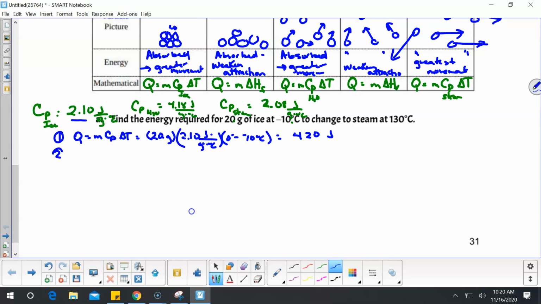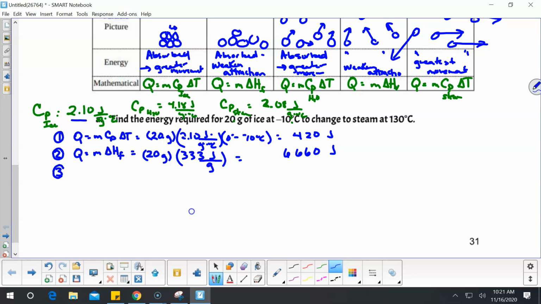For segment 2, now I have the ice warmed up, it's going to melt. So it's Q equals the mass times the change in H, and it's going to be fusion because we're changing from a solid to a liquid. Well, the mass that I have is staying constant. And then I have to go, what is the change in H fusion, the enthalpy for ice? Wasn't that 333 joules per gram? So to calculate that, I got 6,660 joules.